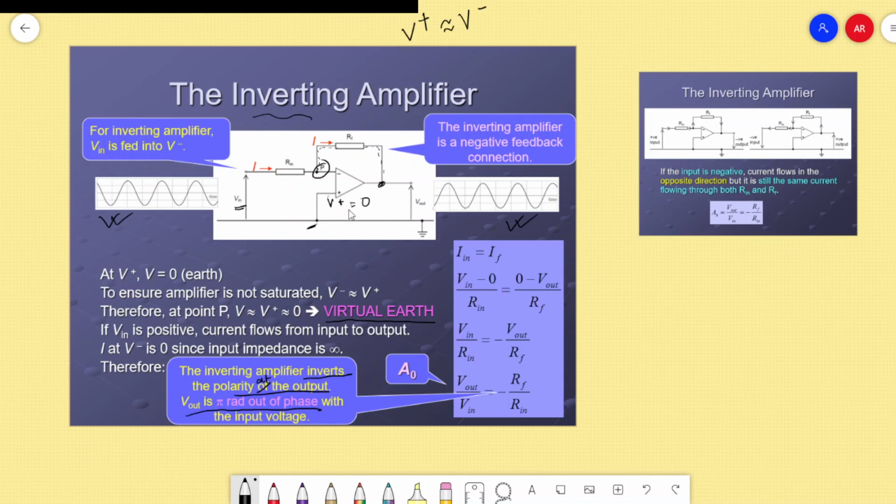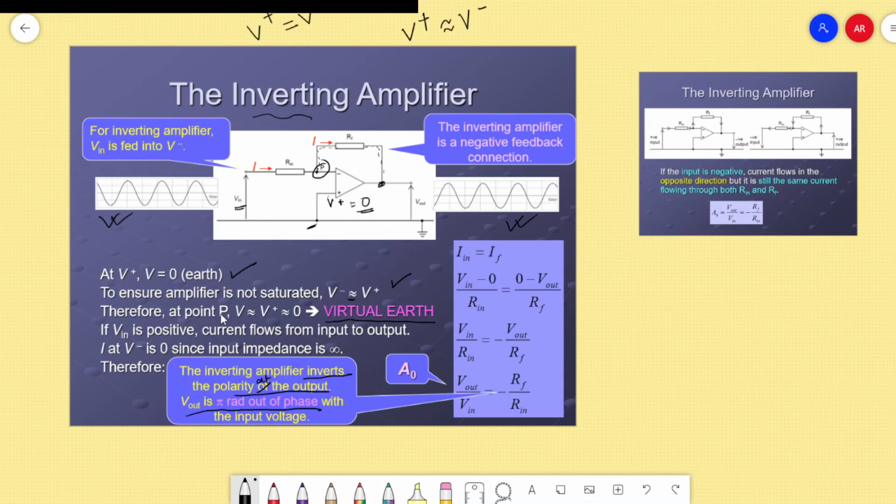So at this V plus, the voltage is 0 because it is earthed. This is the first point. For the op-amp not to get saturated, V minus should be almost the same as V plus. So this sign is very important. You are not supposed to write that V plus should be the same as V minus. Then the difference will become 0, and then the gain also will be 0. It is very much the same as V minus.